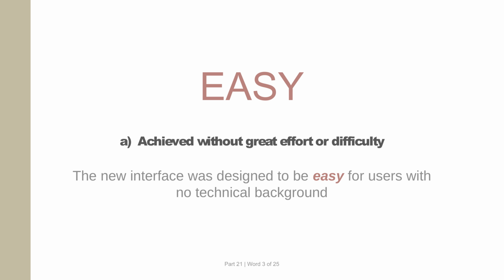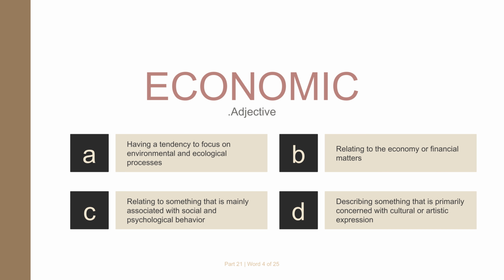Question 4. What is the meaning of economic? Option A. Having a tendency to focus on environmental and ecological processes. Option B. Relating to the economy or financial matters. Option C. Relating to something that is mainly associated with social and psychological behavior. Option D. Describing something that is primarily concerned with cultural or artistic expression.